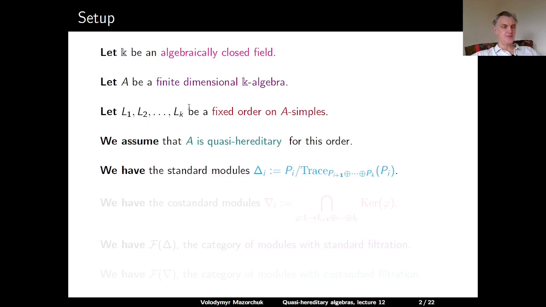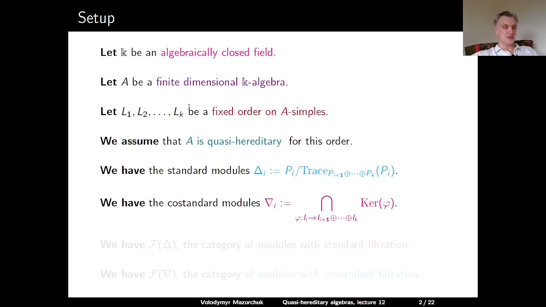In particular, we have the standard modules delta i for each i, and this delta i is defined as a quotient of the indecomposable projective cover Pi of Li, modulo the trace in Pi of all projectives Pi+1, Pi+2, and so on, Pk.